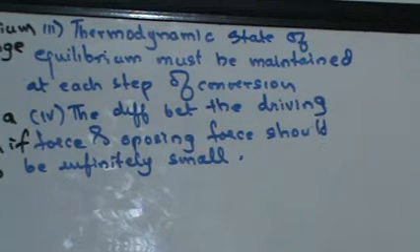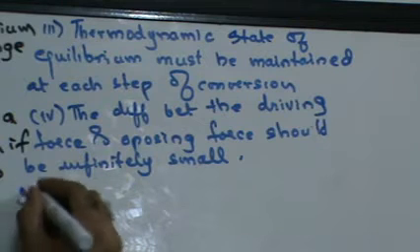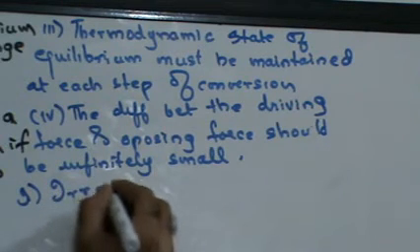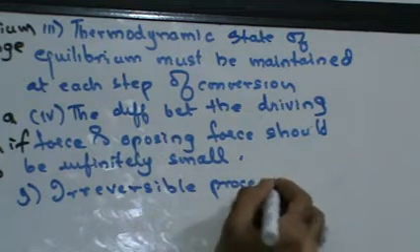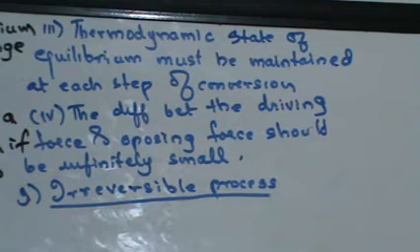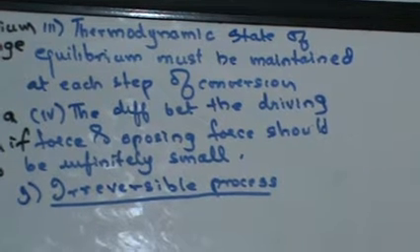Next, you have the irreversible process. What is an irreversible process? A process in which the conditions of reversibility are not maintained is an irreversible process. That is, it is a process that occurs only in one direction, where the difference between the driving force and the opposing force is very large, and hence the process cannot be reversed. It is a spontaneous, naturally occurring process.